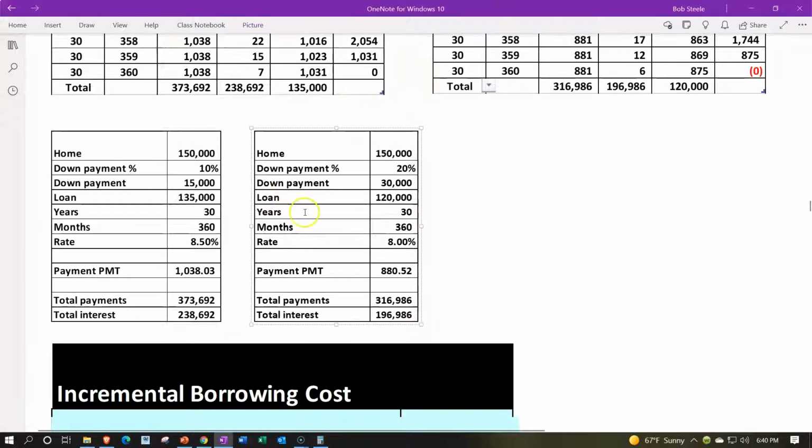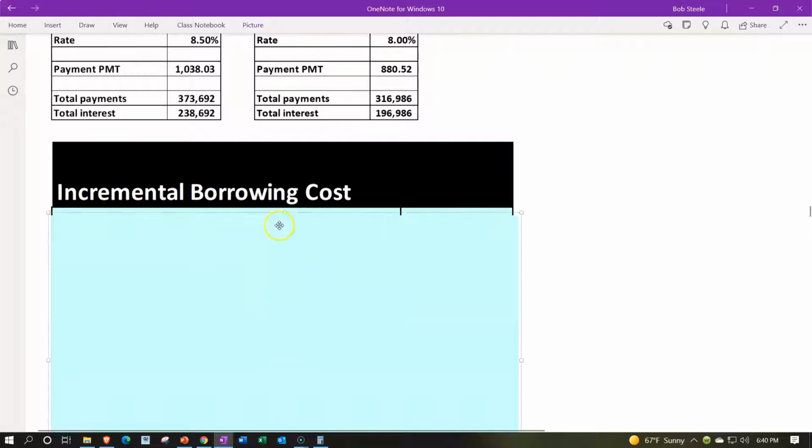Okay, so here we've got our comparison up top. Let's calculate the incremental borrowing costs.